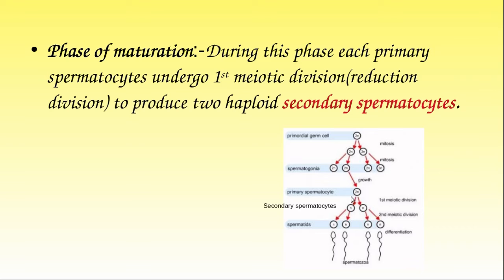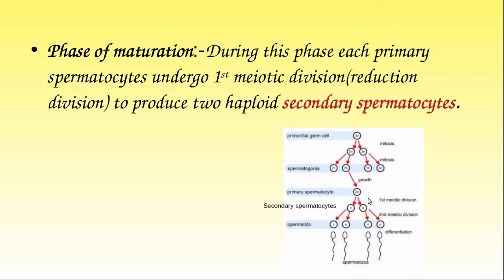Now the primary spermatocyte, which is formed after the phase of growth, undergoes the first meiotic division. The meiotic division occurs in two steps, the first meiotic division and the second meiotic division. You know that the first meiotic division is the reduction division that reduces the chromosome number to half. You got it? So now what happens?